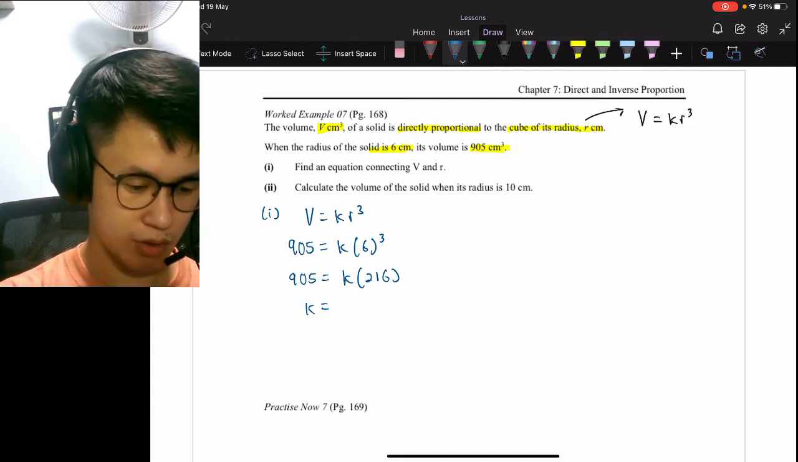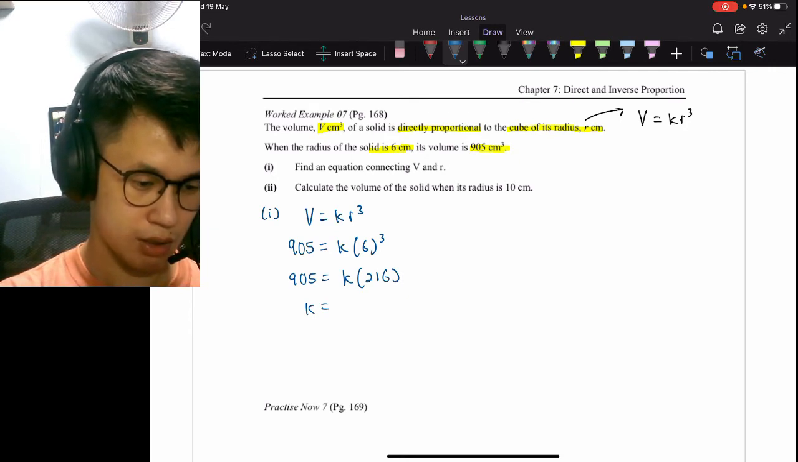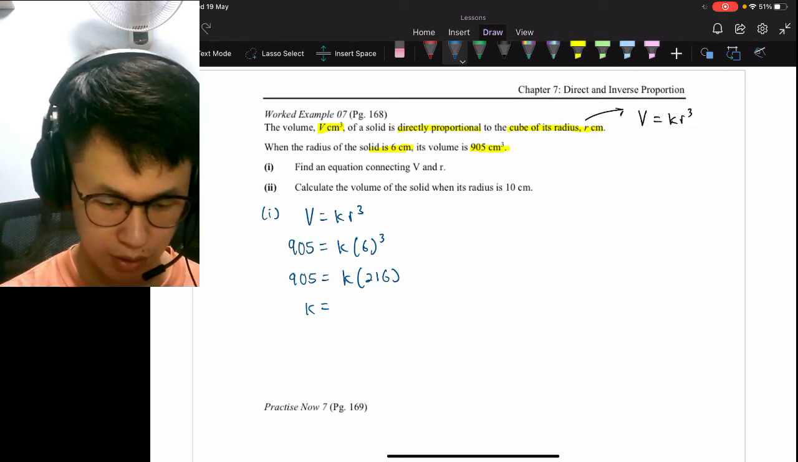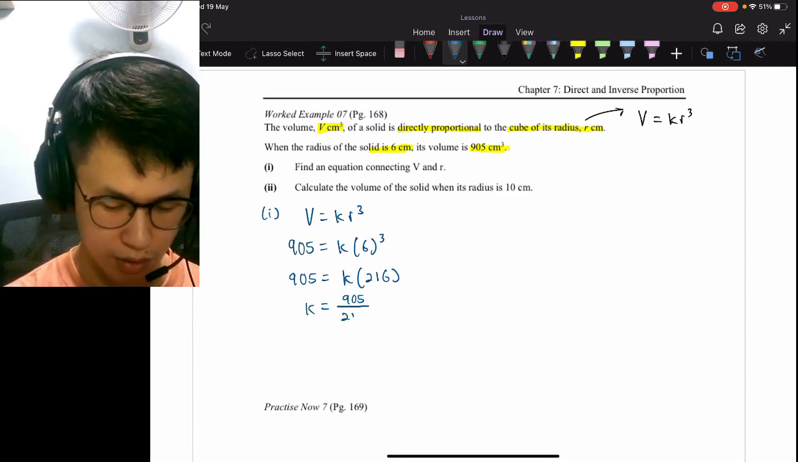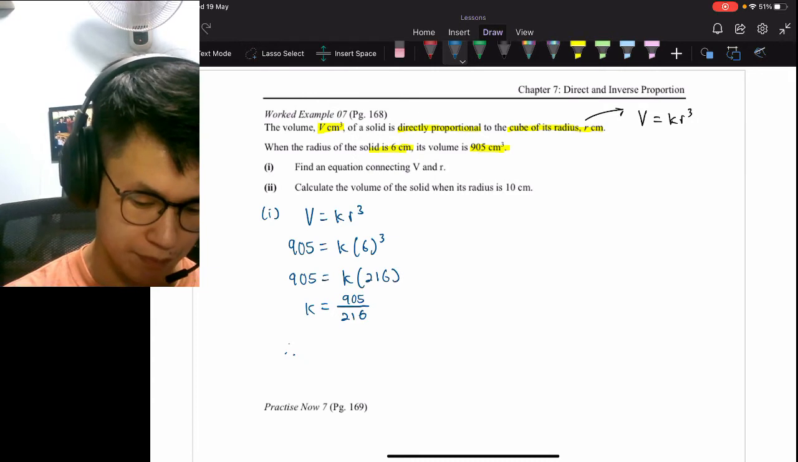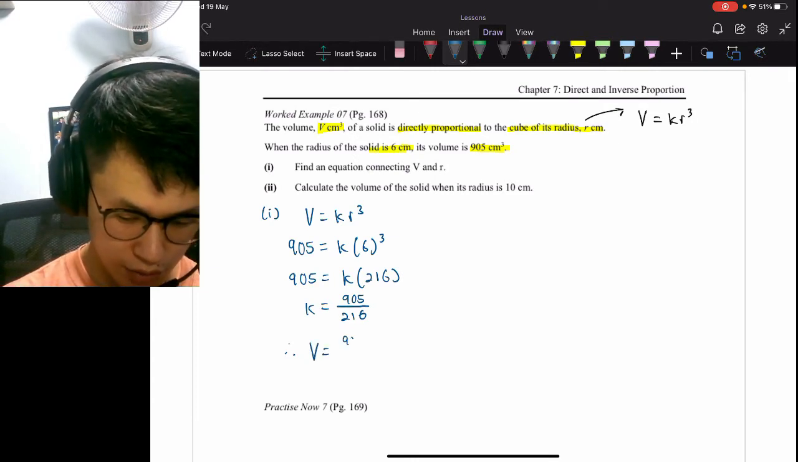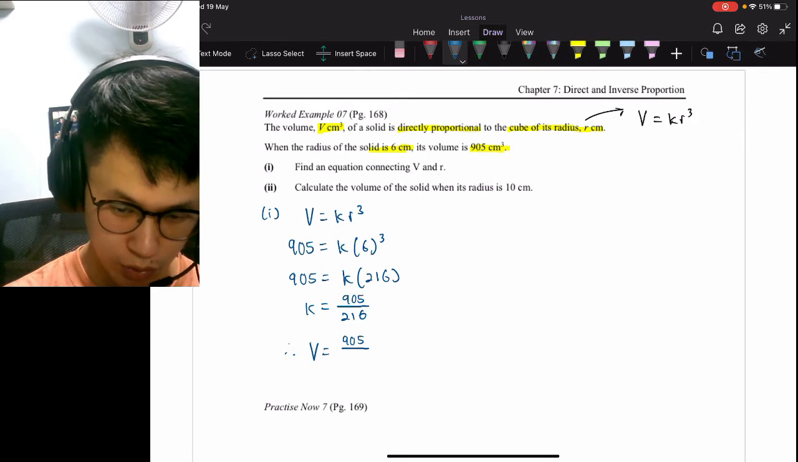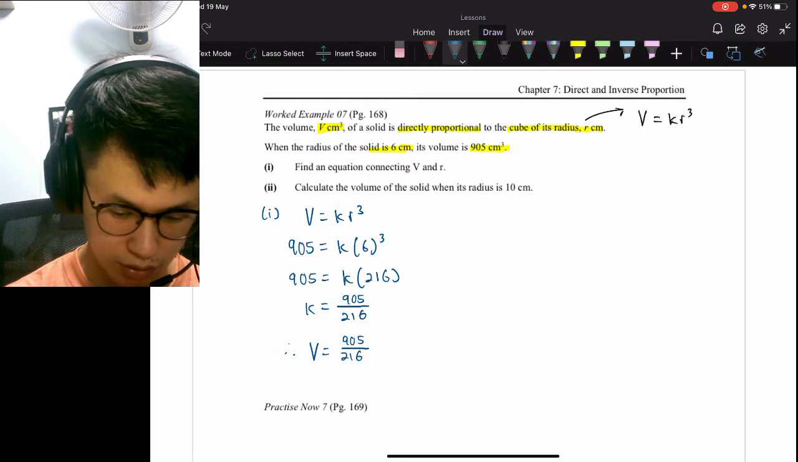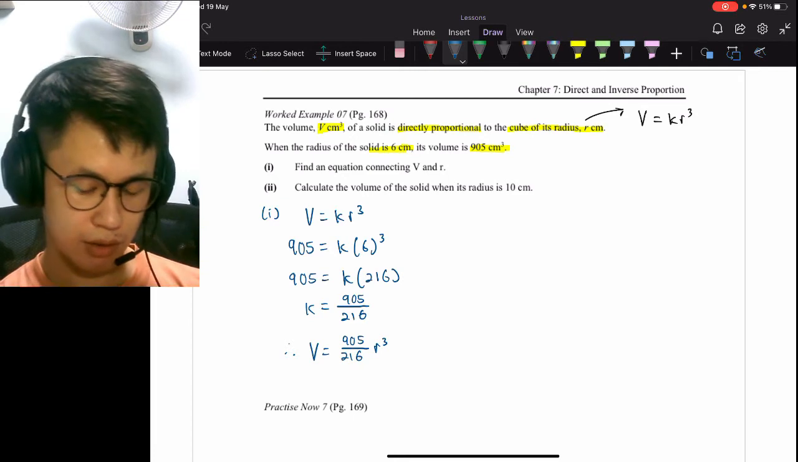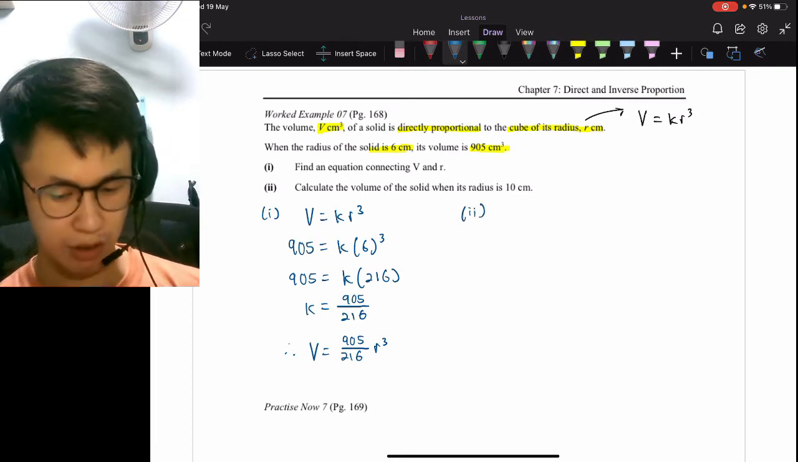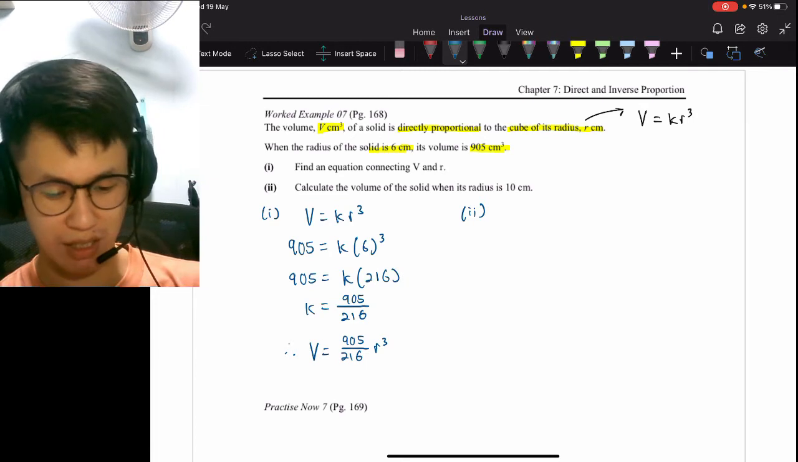It's going to get tricky here, but let's see. Yeah, we got 905 over 216. So the equation connecting them is V equals 905 over 216 r cube. Am I right? Yeah, correct. Okay, so now we have a constant. Let's solve the question. This is very straightforward. Now you've got the equation, from part 1.